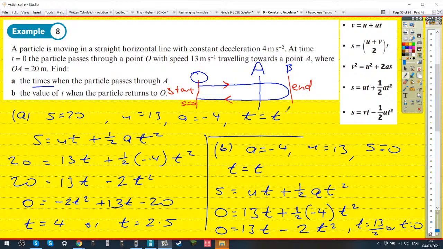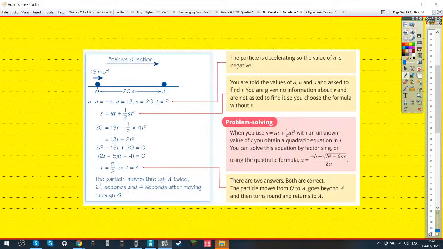The other way you could do it, the way I don't like to do it, is to do half of the journey and double the answer. At B, what is V? 0. Yes. And so what you can do is say V is 0 and then double the answer. But I like this one where S is 0 and you get the answer in one go.